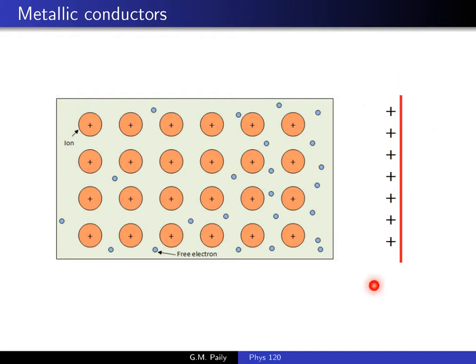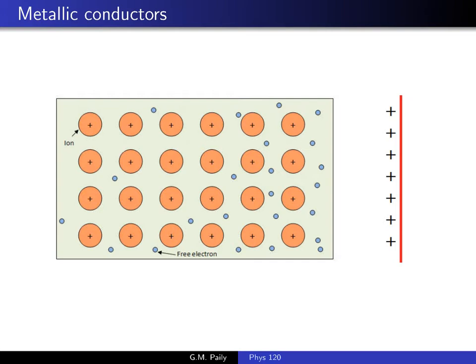If we now bring a positively charged object near one end of this metal object, what happens is that the electrons, being negative, are attracted to the positive charge and move to this end of the metal. The ions are fixed in place, so they can't move.